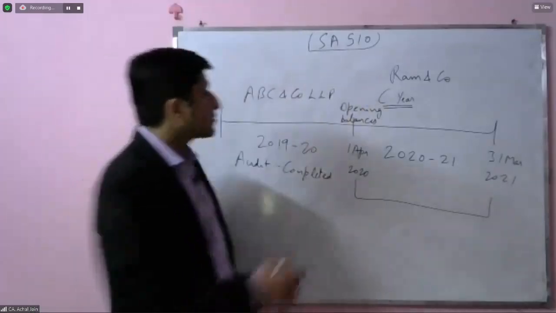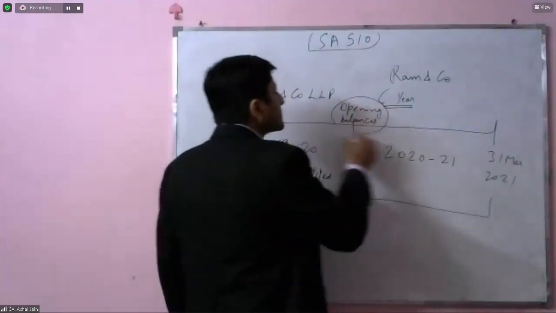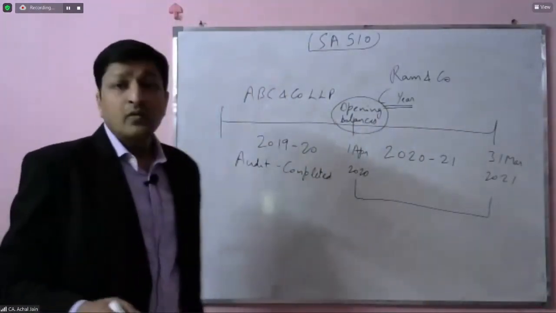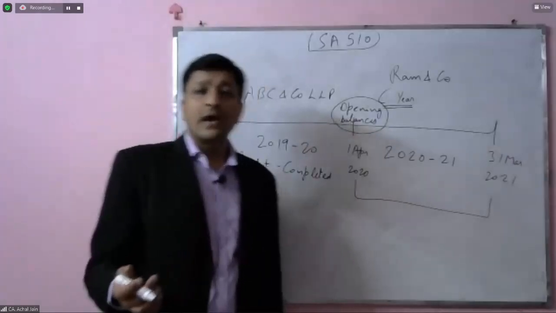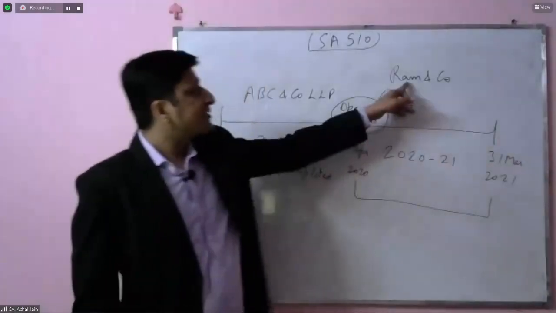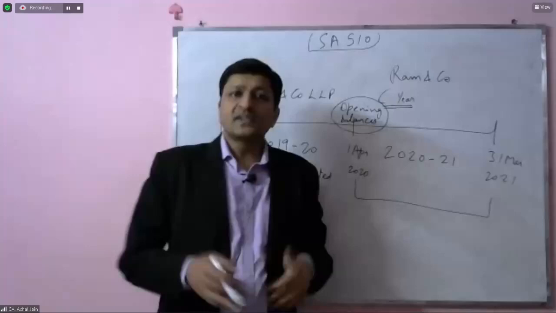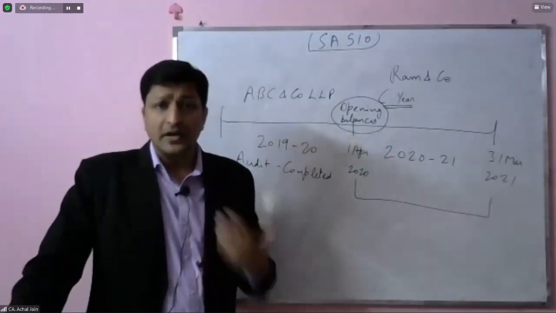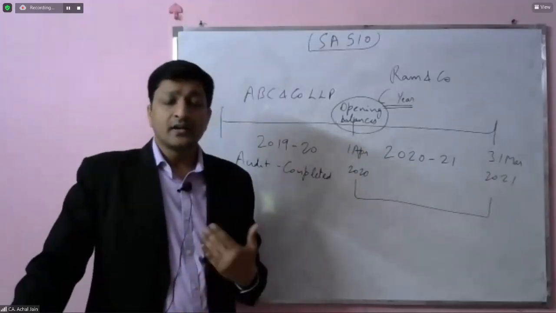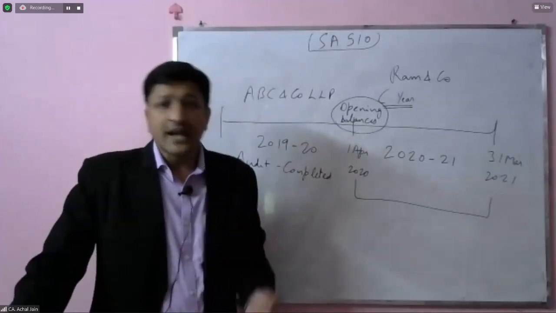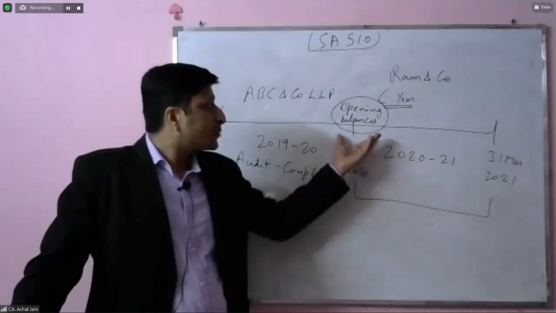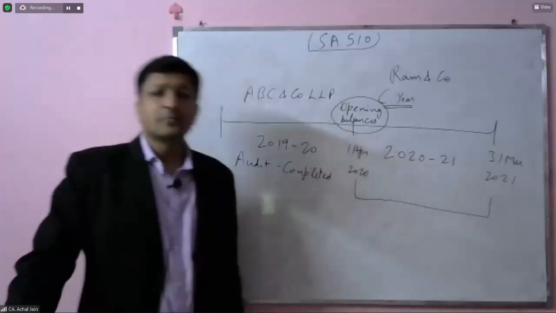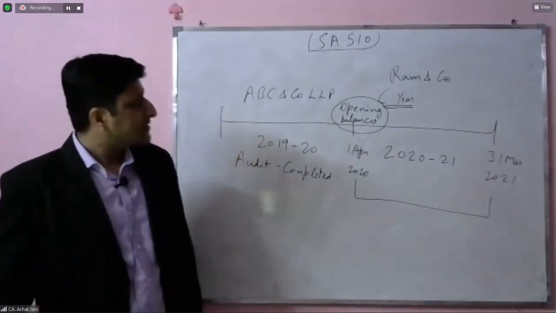So that means in respect of these opening balances, some audit procedures may or may not be required to be performed by this new auditor. Now, this is what this auditing standard deals with. This auditing standard helps us to have guidance around the audit procedures to be performed on these opening balances, and whether to perform any audit procedures on them.